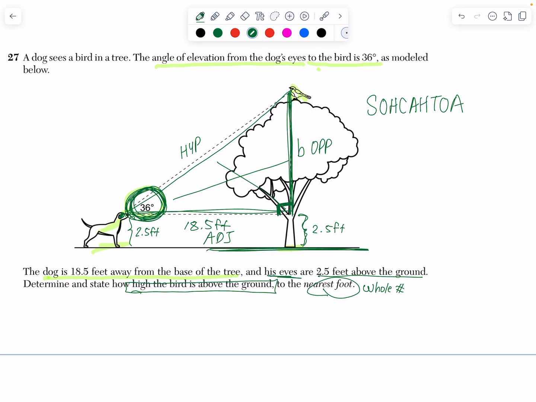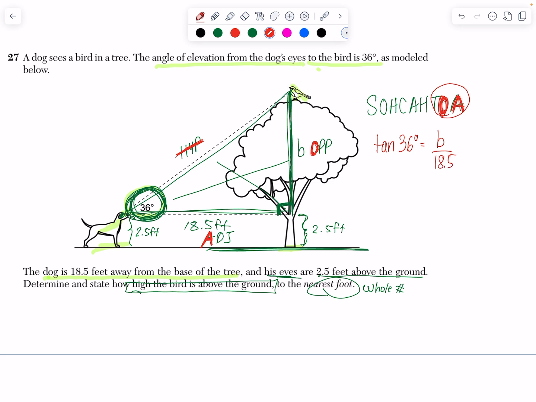What don't we have any information on? Hypotenuse is blank, so you cross it out. So in our SOHCAHTOA, we're looking for an O and an A stuck together, which means TOA for tangent. So we're going to do the tangent of 36 degrees, which is opposite B over adjacent 18.5.